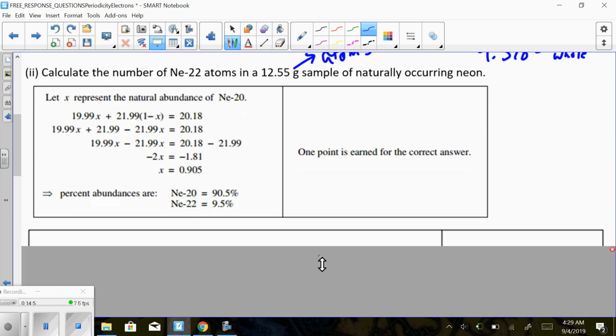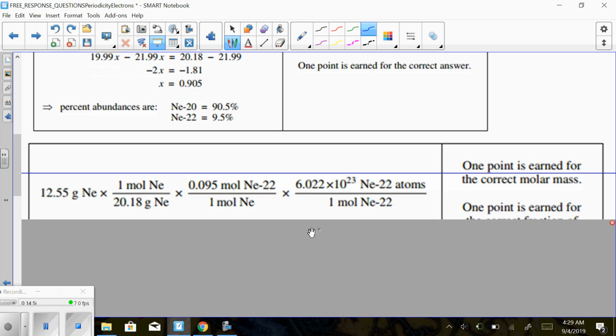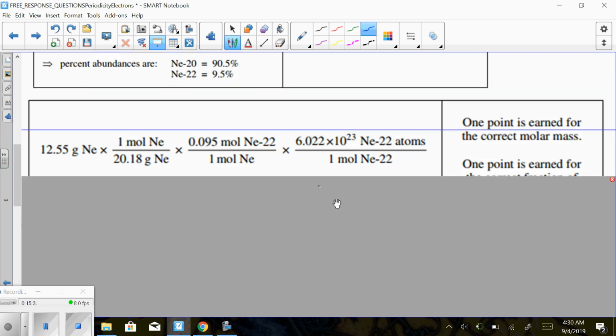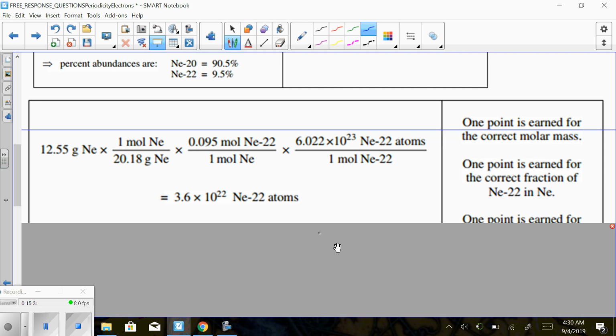So coming on down here, we'll look at the solution to this. The first step was to find the number of atoms, essentially. So if we have 12.55 grams and we get to the moles of neon, and then from the moles of neon, we want to figure out how many atoms we have. And this step is in every 1 mole, only 9.5% is neon 22. So this is kind of all done in one step. And if you look at the answer, that is 3.6 times 10 to the 22 neon atoms. If I worked this, I would probably have done this step after. I would have found the number of atoms total, and then I would have multiplied that by 9.5%. So this one was actually worth quite a few points.